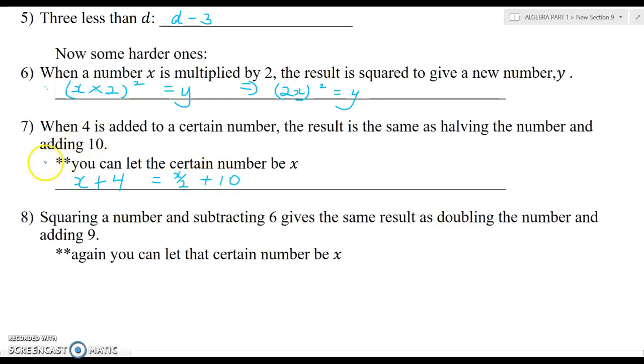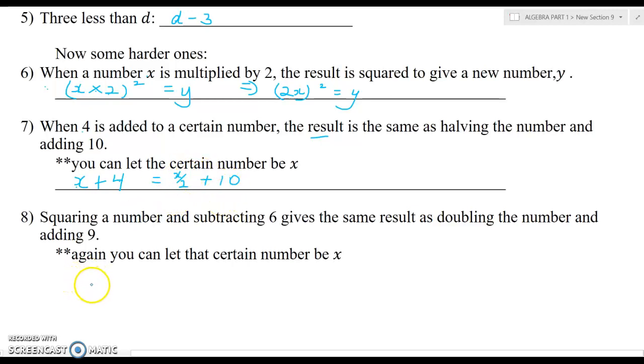So let's look at that again. When 4 is added to a certain number, so 4 is added to that certain number x, the result is equal to, the same as, halving the number, so halving that certain number x. Halving means you divide by 2, and then you add in 10.